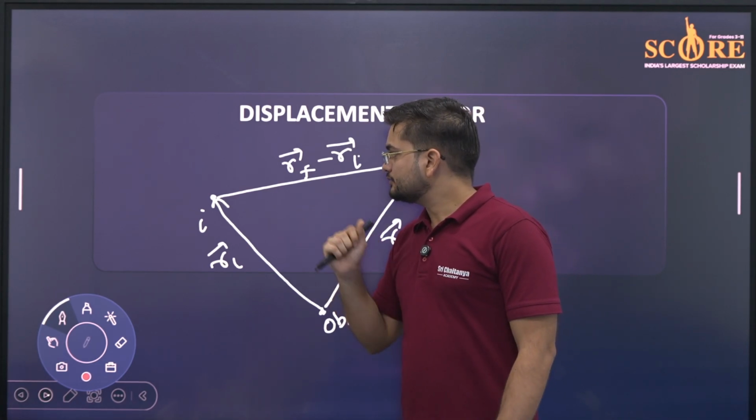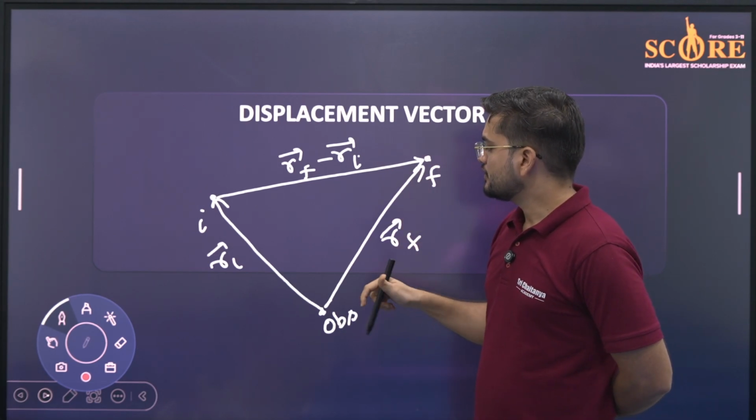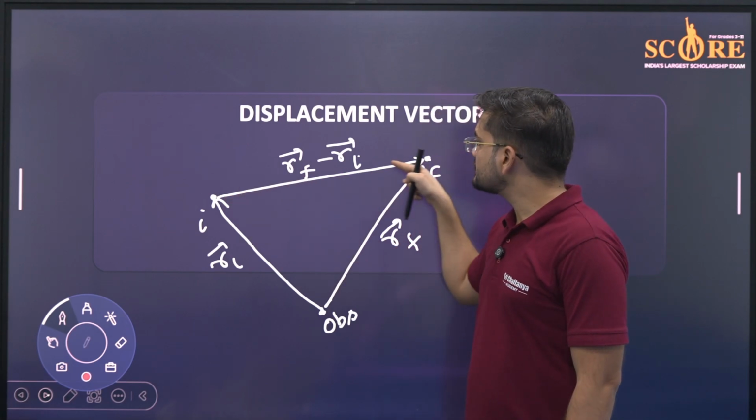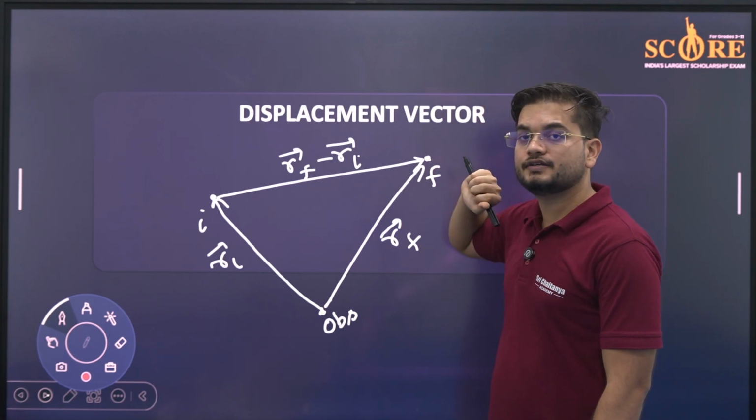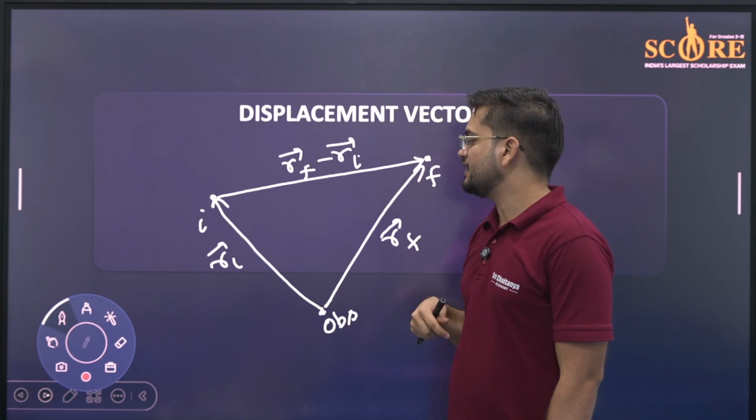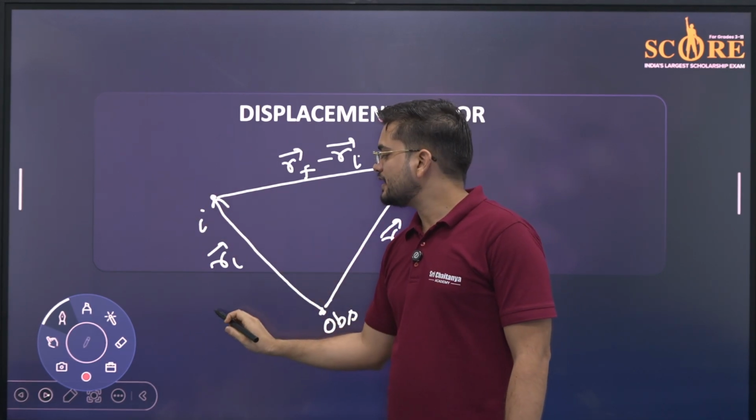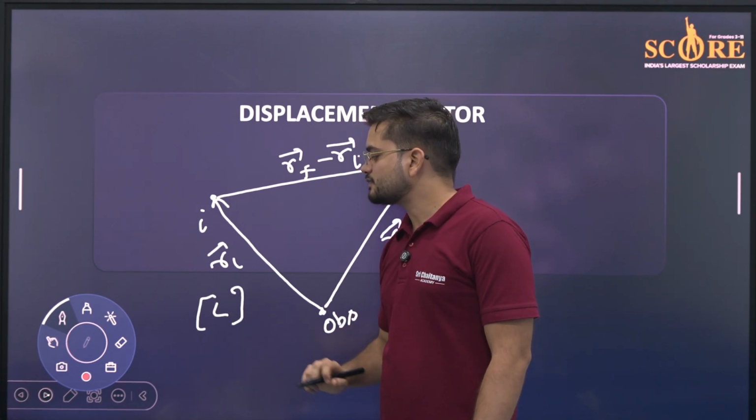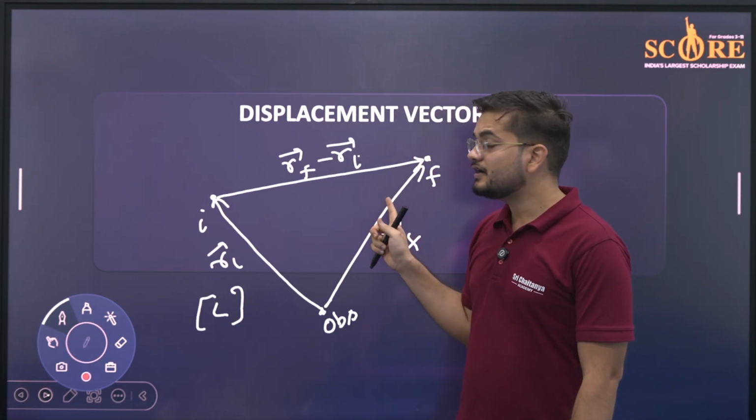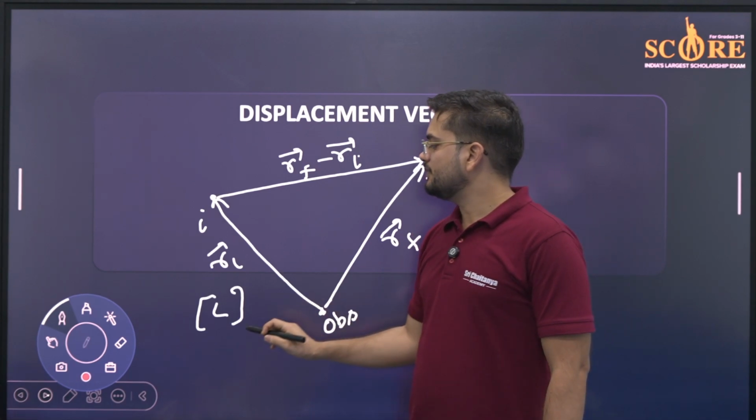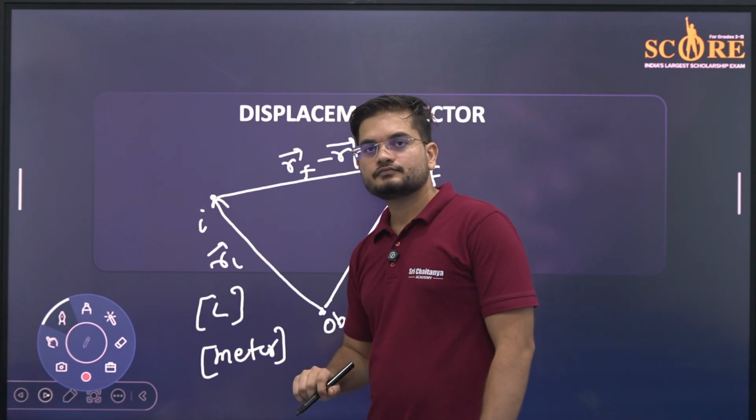If we define the dimensional formula of displacement, we can say that the distance between two points, or direct distance between two points, is the magnitude of displacement. So it is related to distance or length. That's why the dimensional formula of displacement will be L, and the SI unit will be meter. Clear?